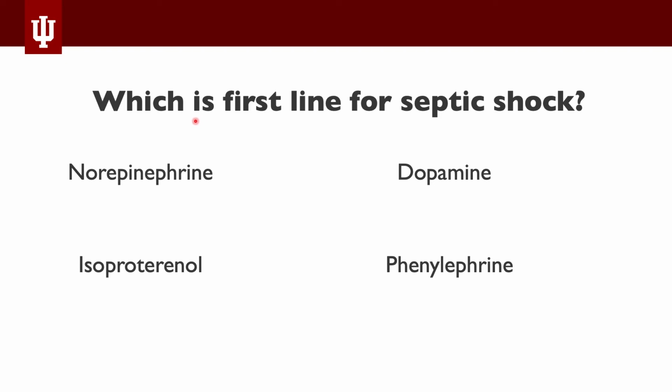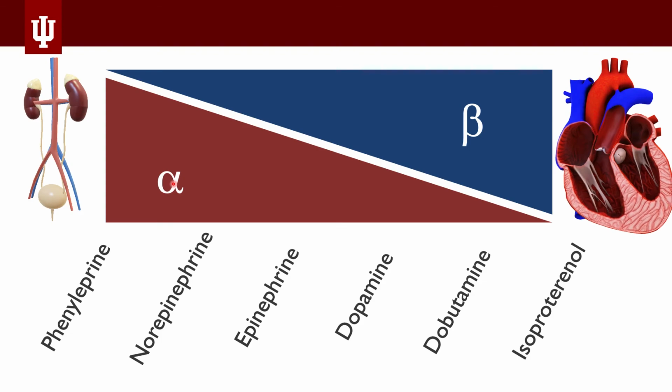Real quick, even though the next lecture is more of management, which is the first line for septic shock? Is it norepinephrine, isoproterenol, dopamine, or phenylephrine? So the answer here is, of course, norepinephrine. It's not phenylephrine, and that's because we don't like the bradycardia and the possible decreased cardiac index that comes with phenylephrine. So our first line for septic shock is norepinephrine.